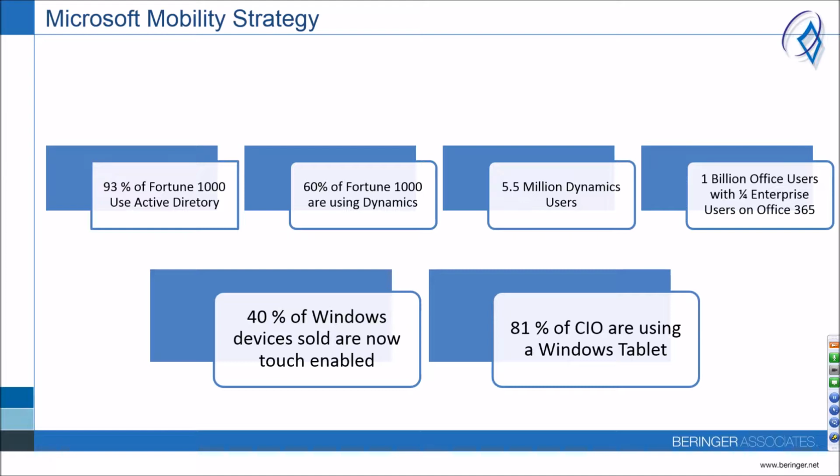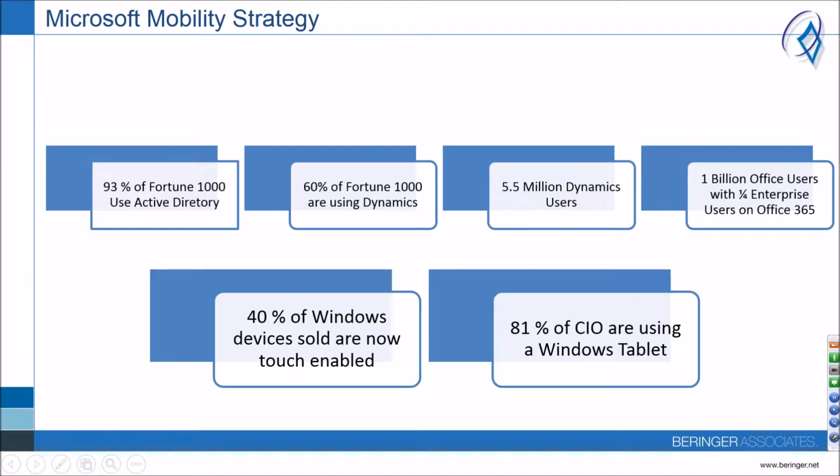So to begin with, Microsoft's mobile strategy is really addressing the product nature that they have inside of their current ecosystem. Some statistics here for you as to why they needed to move into the mobile environment is that they currently have 93% of the Fortune 1000 companies using Active Directory, 60% of these Fortune 1000 companies are currently using Dynamics, which gives us a total of 5.5 million Dynamics users. And of those 5.5 million Dynamics users, there are now 1 billion Office users, with a quarter of those users on Office 365 platform.